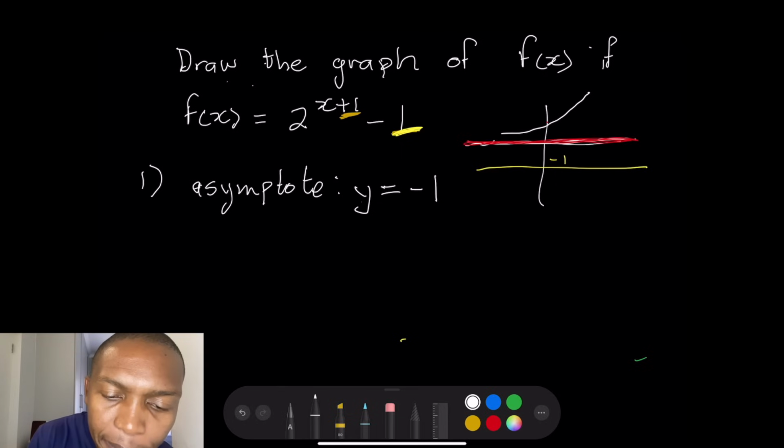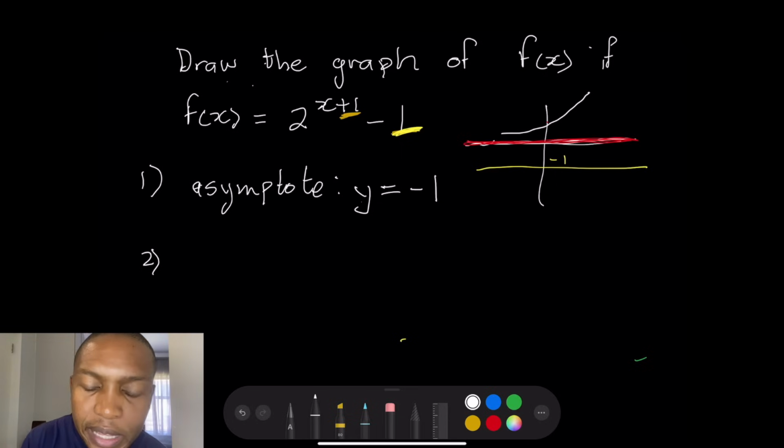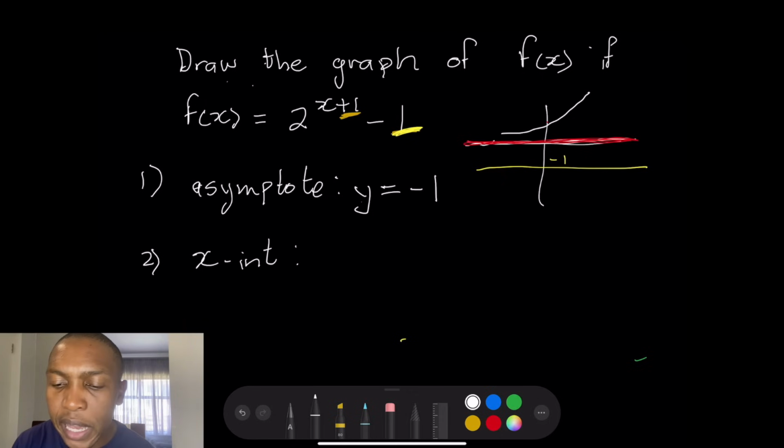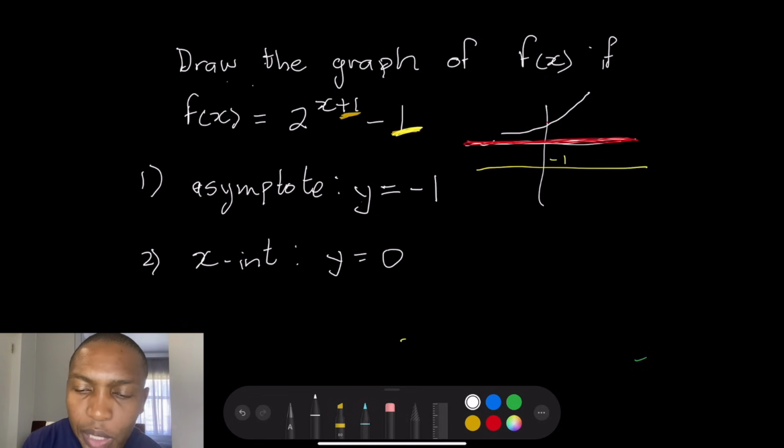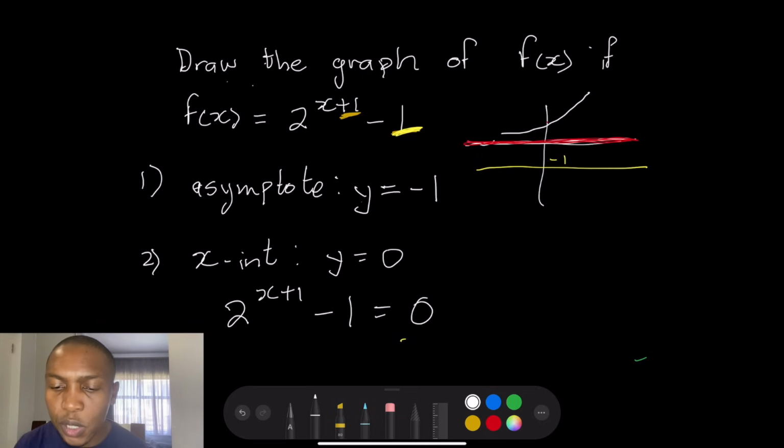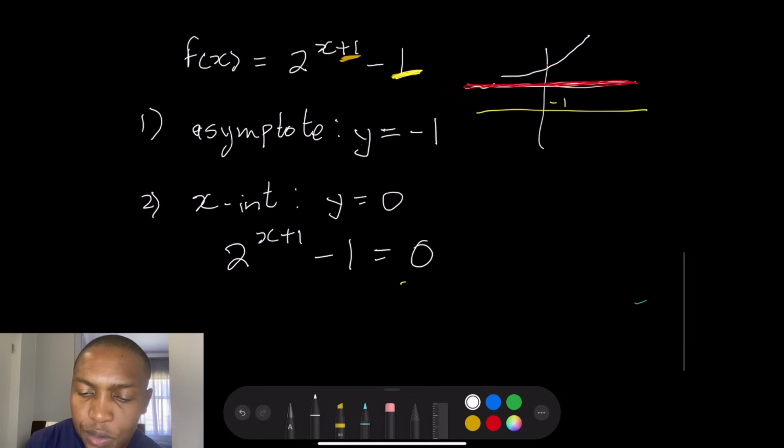Now, secondly, let's find the x-intercept and the y-intercept. Now, please remember, I haven't drawn the graph as yet. I was just illustrating something there. So let's find the x-intercept first. Now remember what happens at the x-intercept. We know that y is equal to 0. So it means that I'm going to take that graph and say 2 to the power x plus 1 minus 1 should be equal to 0. Okay, so let's try and solve for that.